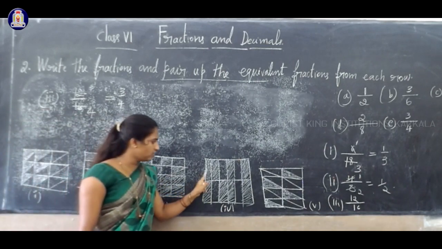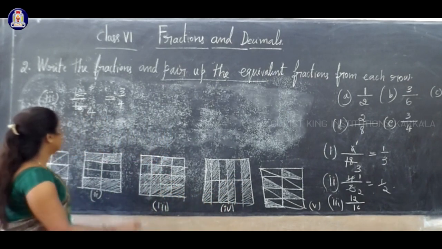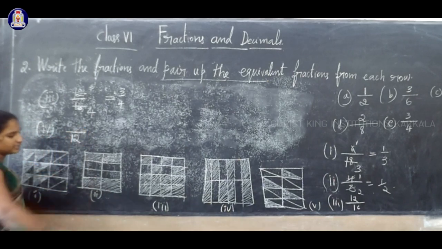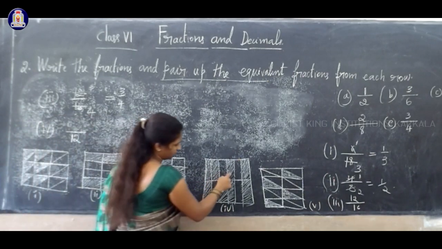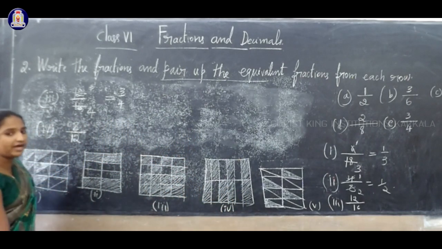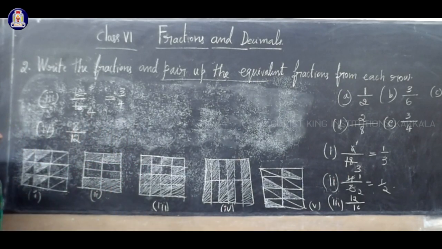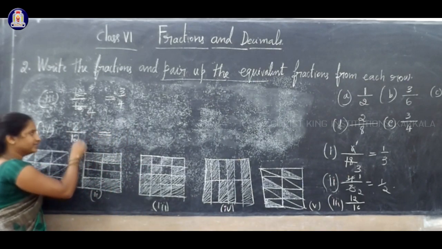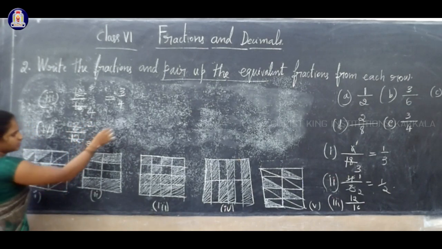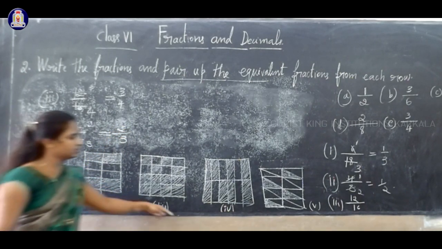Now the fourth one is here. 1, 2, 3, 4, 5, 6, 7, 8, 9, 10, 11, 12. So there are 12 equal parts. In that 1, 2, 3, 4, 5, 6, 7, 8. Only 8 parts are shaded. So the fraction is 8 by 12. So this also we can simplify by the 4 table, 4 divides, isn't it? 4 twos are 8, 4 threes are 12. The answer is 2 by 3. Okay, this is the fourth given figure.